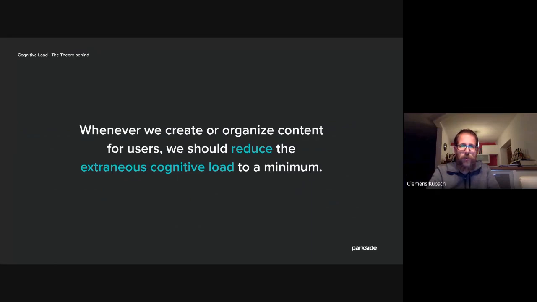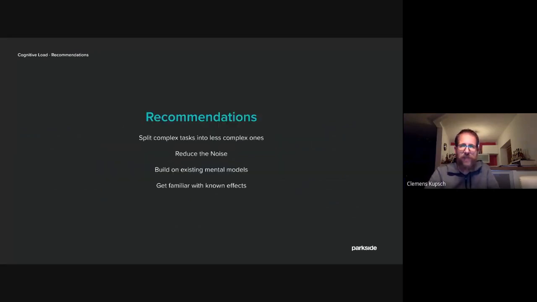So how to avoid that? Well, there are some basic recommendations I can give you. They are seen here on that next slide. First one would be to split complex tasks into less complex ones. And this refers to the intrinsic cognitive load. It's true that we cannot reduce this load, as we said before, but we can split it up. And for example, if we keep that example with the truck and the bricks, if we want to build a house and therefore need to get 5 tons of bricks from A to B, we would usually not do that in one big load.